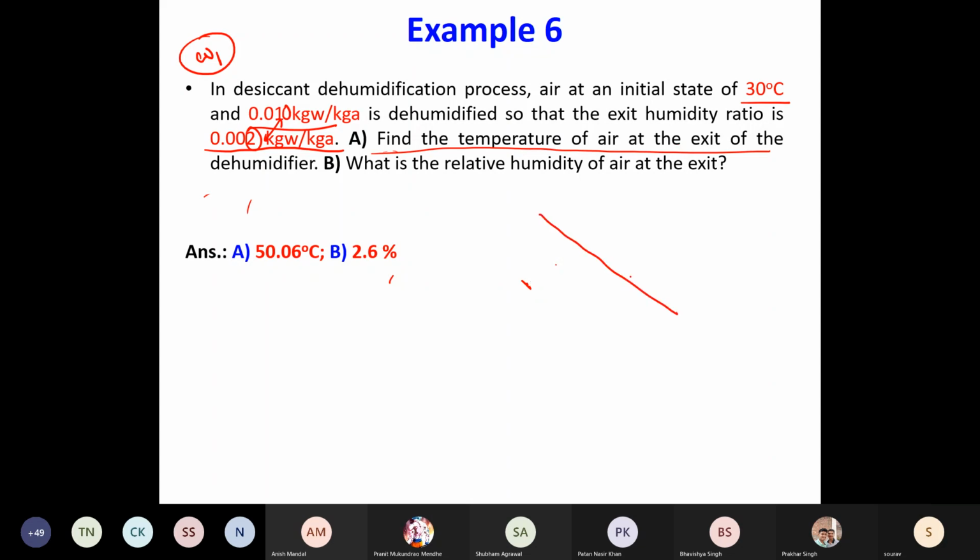So you have to follow the isenthalpic line. The isenthalpic line is those black slanted lines on your psychrometric chart, and wherever you have this 2 grams per kg of dry air, that is the exit state, and read the temperature. You can see the temperature is around 50 degrees, so from 30 to 50. Okay, but check the exit relative humidity. It is only 2.6%. Extremely dry air can be obtained by using this desiccant material.